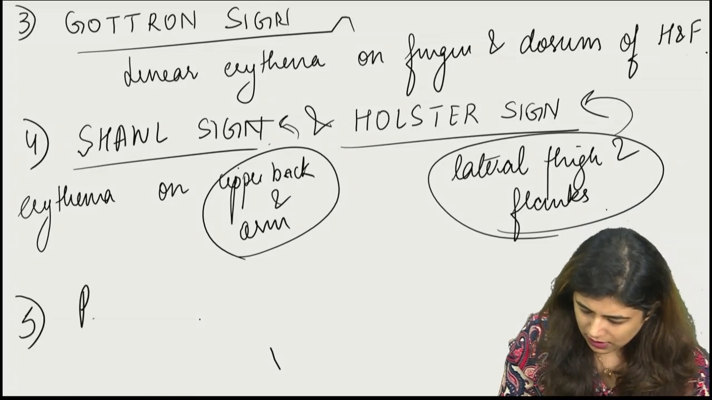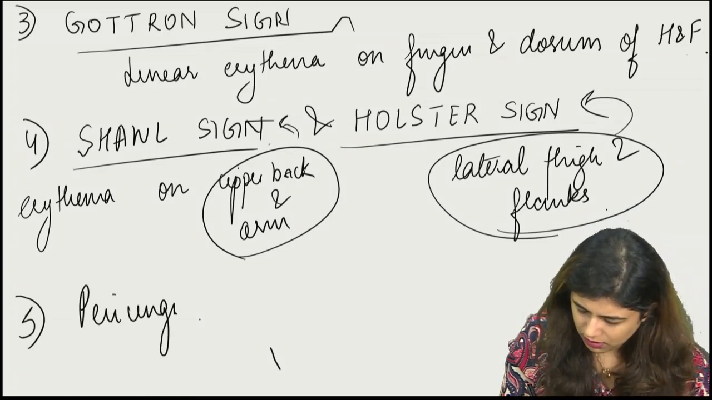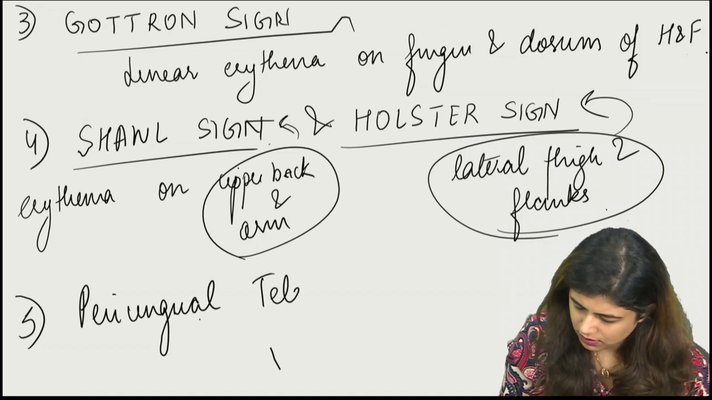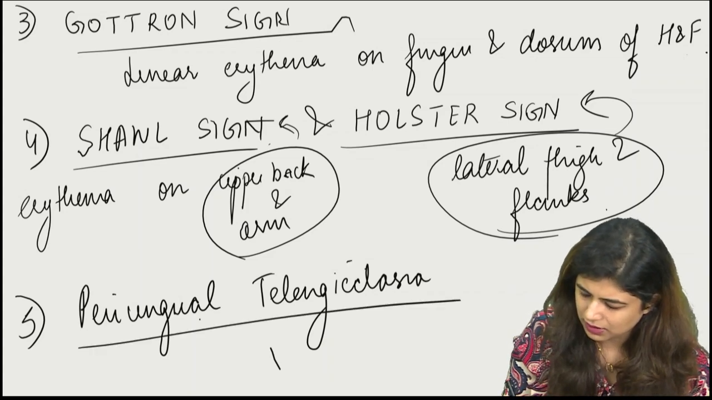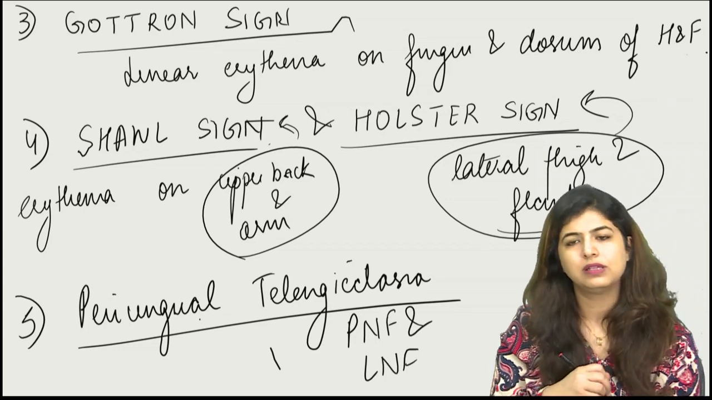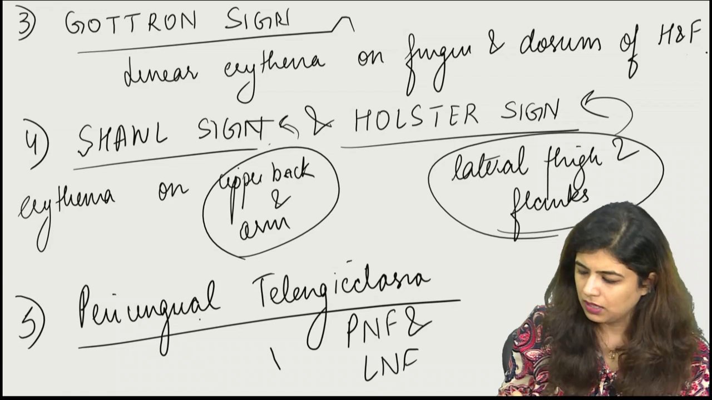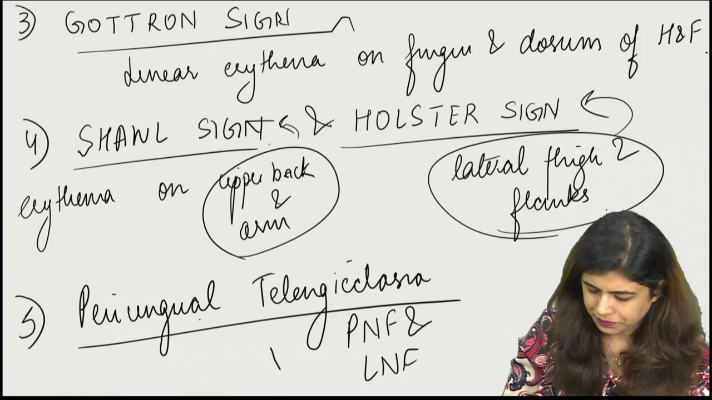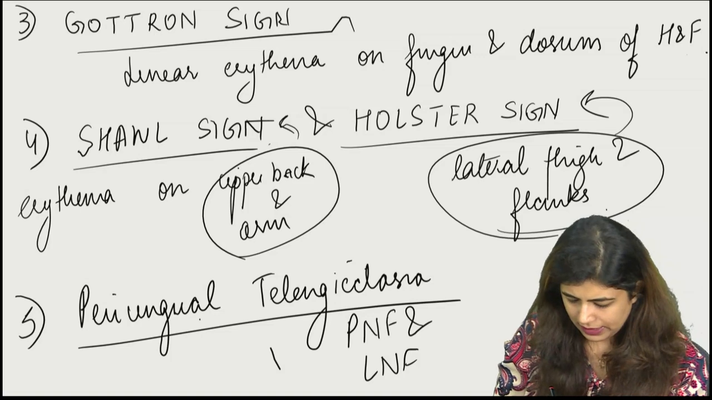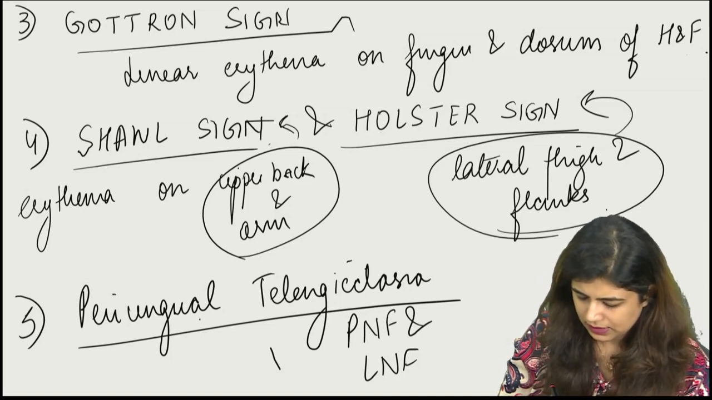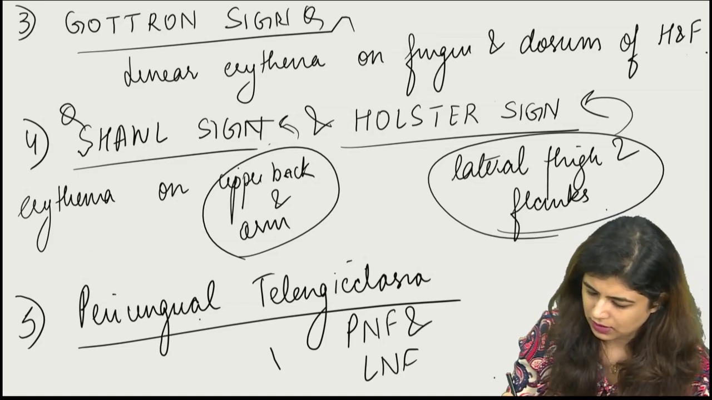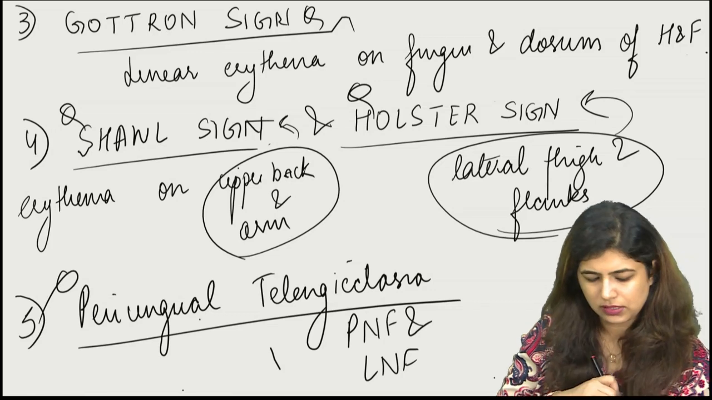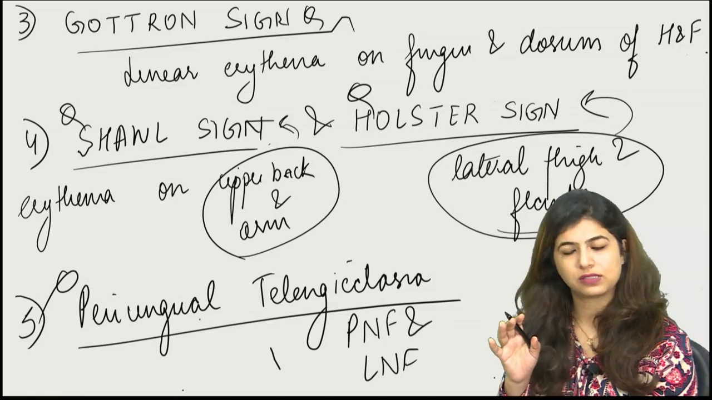Other thing we see here are periungual telangiectasias. These are telangiectasias in the proximal nail fold and lateral nail fold on the nails. And the last thing that you need to remember with this is, before I erase this, please remember that's a question, this and this. Dermatomyositis, every sign is a question.